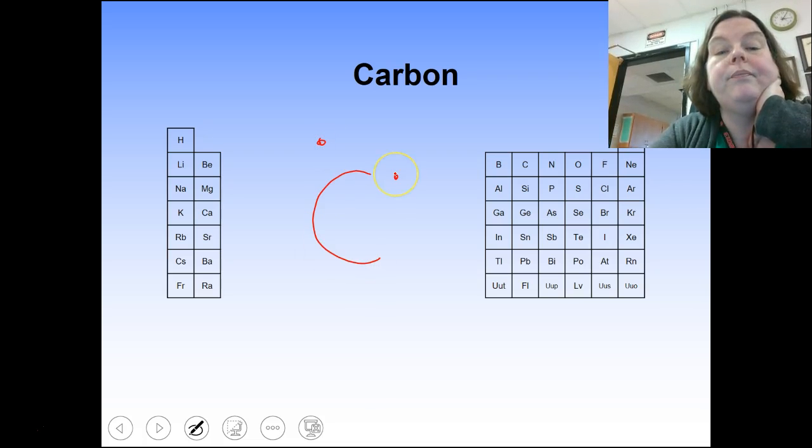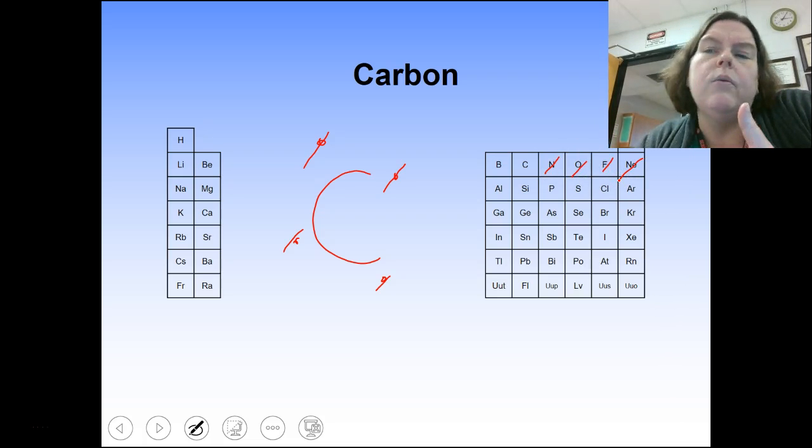Here's carbon. Carbon has 4 valence electrons. Amazingly enough, it can lose those 4 and become like helium, or it can gain 1, 2, 3, 4. Hang on. It's an equal cost.